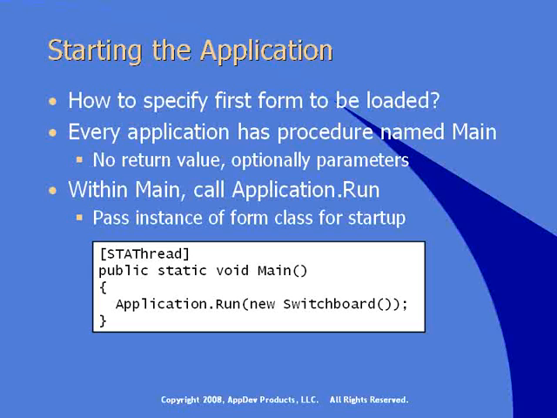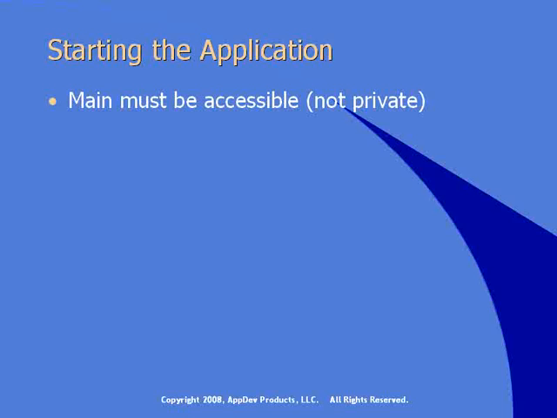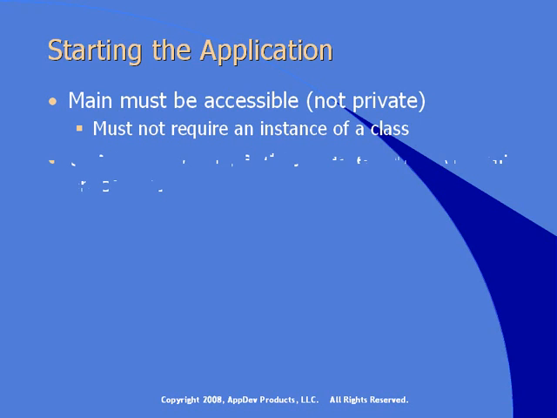Application.run gets it loaded up, sets up looping and message queuing and all this stuff so that the application can communicate with it, and keeps it in memory until you close it. Application.run takes care of all these things for you, so it's not enough to just create an instance of the form and show it as the main application window for your application. The main procedure must be accessible. That means it can't be private. And it must not require an instance of the class, as you saw in the code sample.